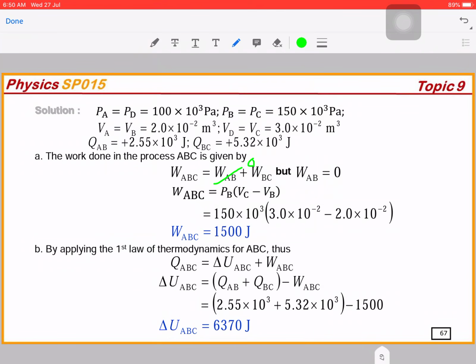Okay, next, by applying the first law of thermodynamics for ABC, QABC equals delta U ABC plus WABC. So we want to find delta U, we rearrange, and we will get QAB plus QBC minus WABC. So WABC you have calculated before. It is 1,500 joule. So you just insert QAB and QBC. Both are positive because it is absorbed and flows into. Look back at the question. Okay, it says absorb and into, right? So they both are positive. So you will have delta U equals 6370 joule.